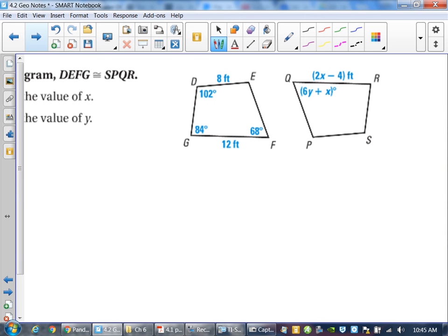So, it says, whatever this is, some polygon DEFG is congruent to polygon SPQR.